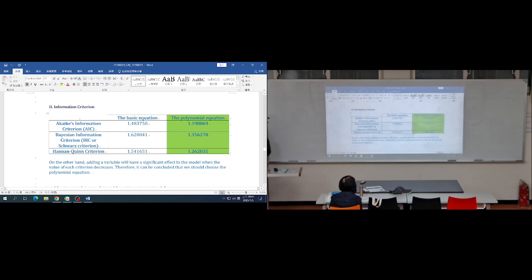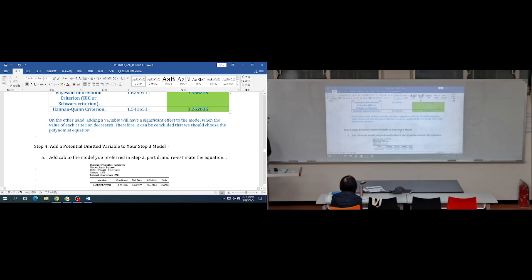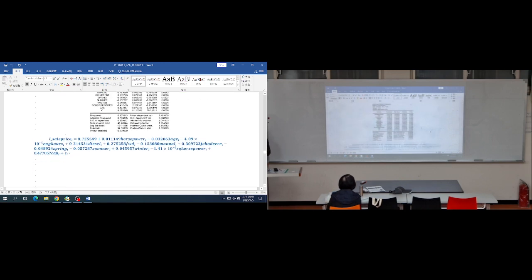How to say? When the value of each criterion decreases, I think it has a significant effect on the model. Okay, it's good. So that's why I showed the polynomial equation.